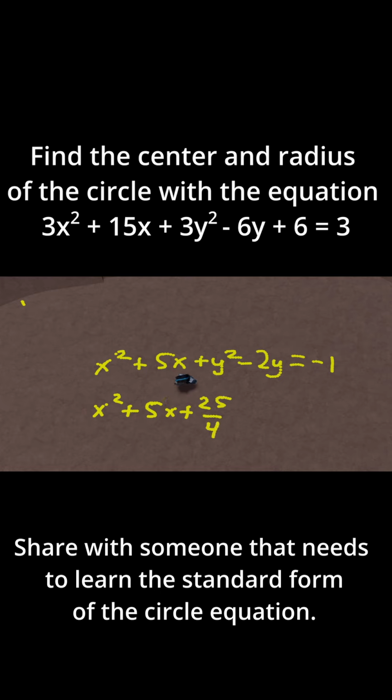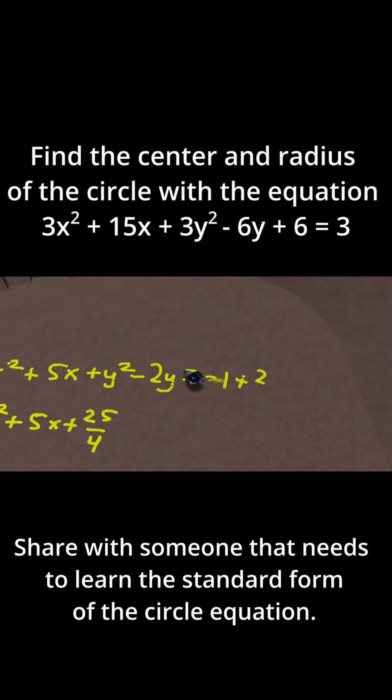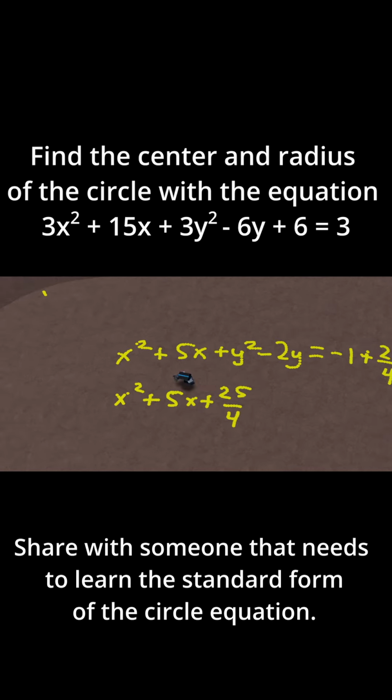But remember, if I add 25 over 4 to the left side of this equation, I need to add it over here as well, so I'm consistent. So let me do that. So I'll have minus 1 plus 25 over 4. Okay, let's go back here and factor this. To factor this just becomes (x plus, take this number divided by 2 as a quick trick, 5 over 2) squared. Now let's go to the y terms.